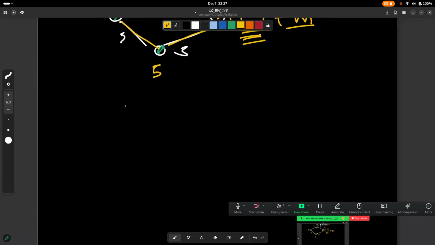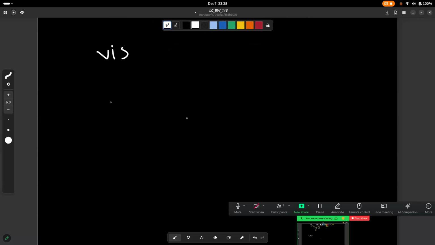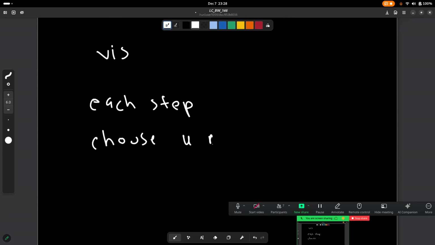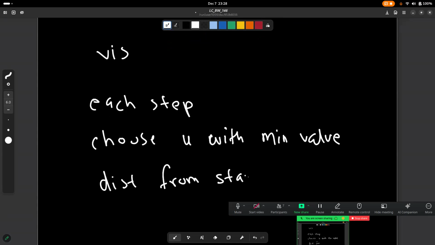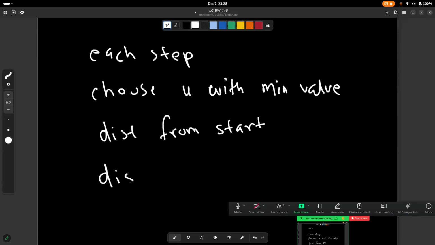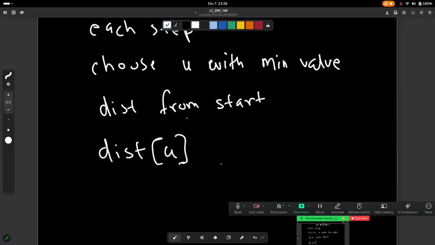And that's how your Dijkstra algorithm proceeds. In Dijkstra's algorithm, you maintain either a visited array, or in case of a priority queue, you basically maintain a distance array. What you do is that in each step, you choose the u with minimum value of distance from the start, which is usually represented by a distance array, that is distance of u.